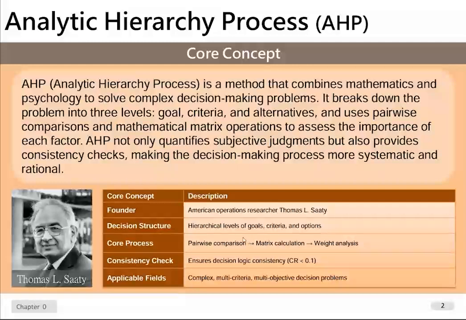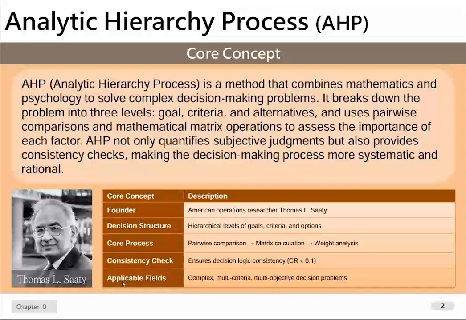Once you get the results of the pairwise comparison, we put all these things into a matrix calculation and finally get the weight of each factor. And we also have to ensure the decision-making logic is very clear, its consistency. There is a very important indicator inside AHP, the consistency ratio. If the consistency ratio is larger than 0.1, then you have to redo the decision. So please remember that, okay? That's something you have to remember when you are working with this statistic.